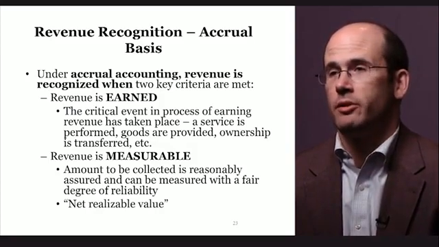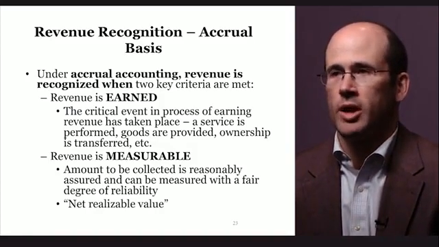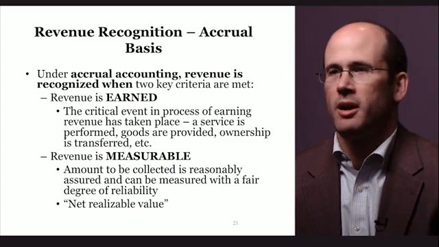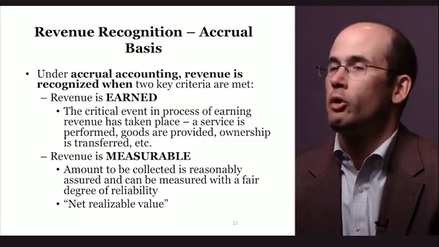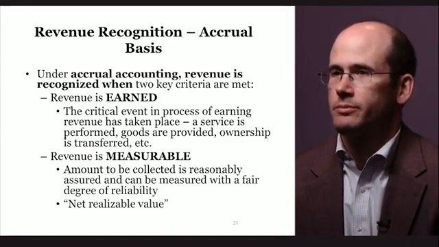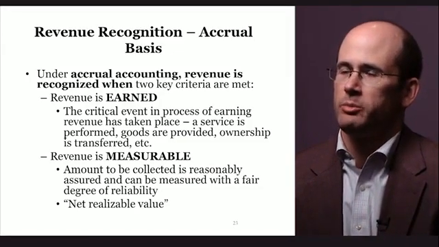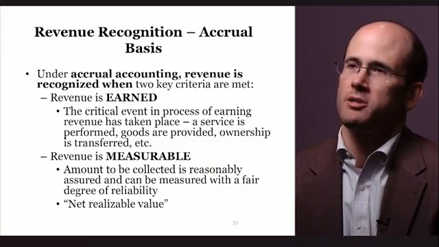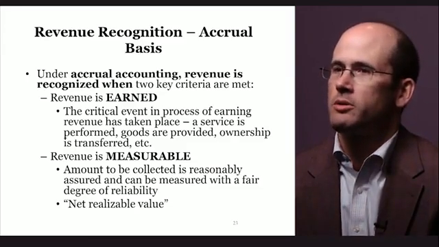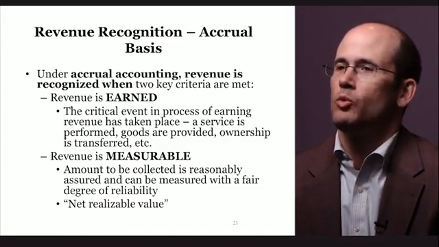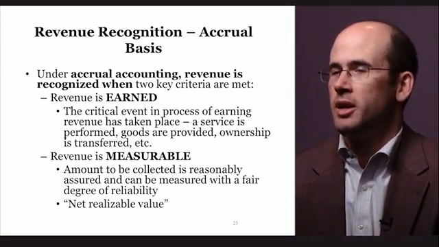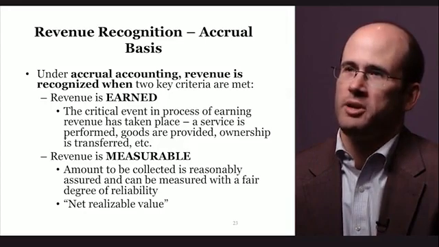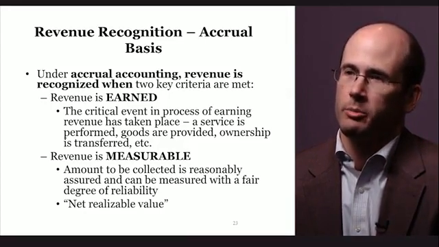Another example is deferred tuition. Oftentimes, colleges and universities will collect tuition payments right up front at the beginning of the semester. However, they don't earn that until they provide that service to students over the course of the semester. And then we talked about measurable. This goes back to the monetary concept we talked about at the start of the course. It needs to be reasonably assured and can be measured with a fair degree of reliability in a currency. That is, there needs to be a net realizable value that you can determine.